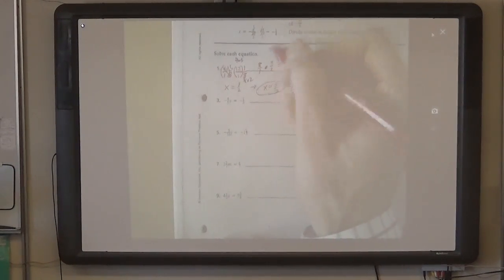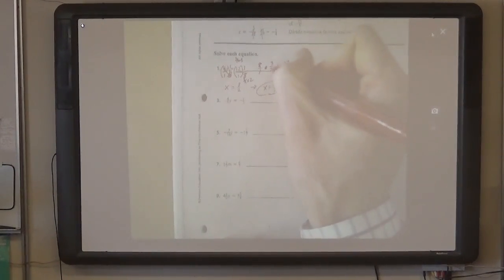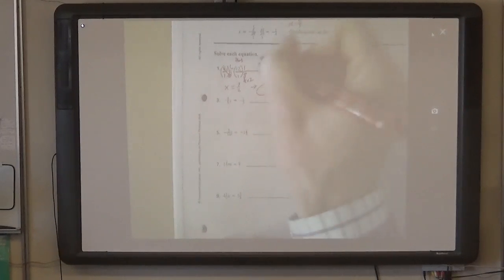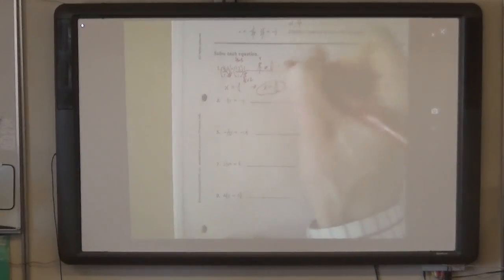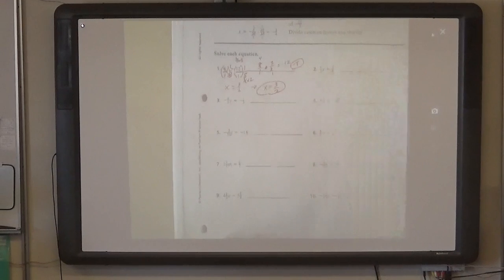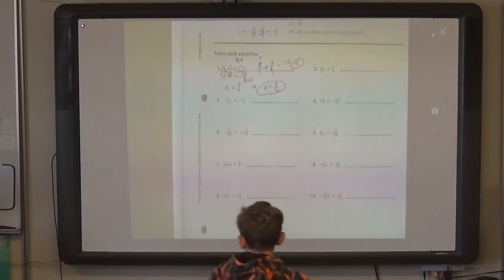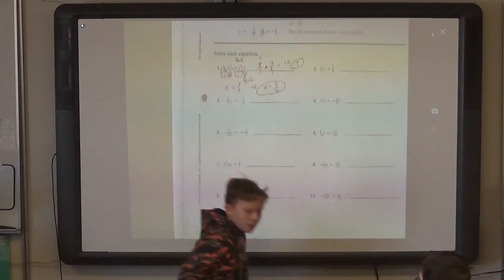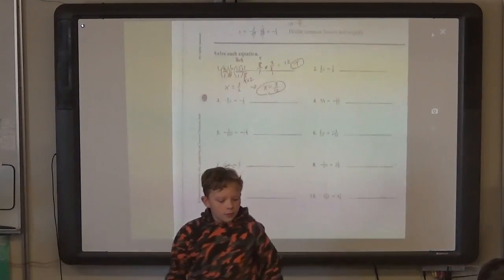Again, if we factor out the 2s, 4 times 3 is 12. Did everyone get this? Did you copy it? And number 6. Can we do 2, 4, 6? Because you're all different.